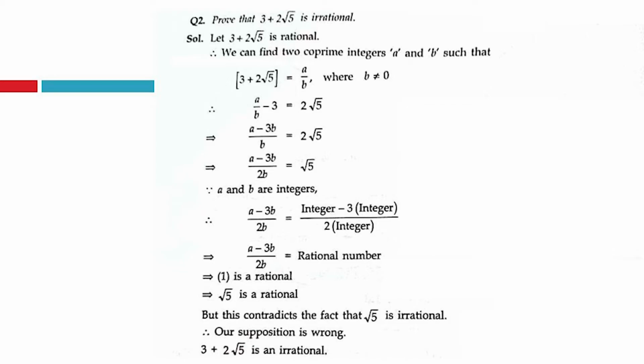That implies root 5 is rational. But this contradicts the fact that root 5 is irrational. Therefore, our supposition is wrong. 3 plus 2 root 5 is irrational.